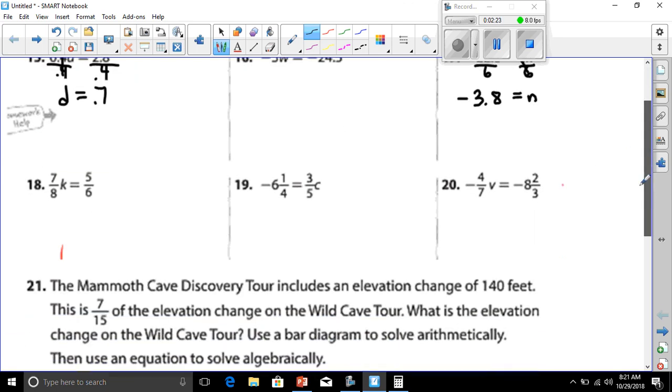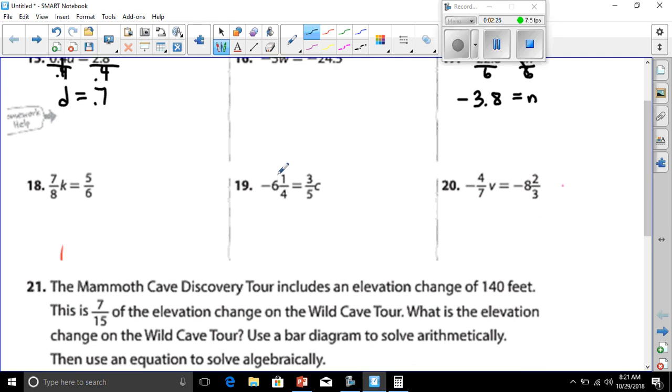All right, let's go to number 19. Number 19 says negative 6 1/4 equals 3/5 C. Well, once again, I have the number next to the variable, and I have to go ahead and get rid of it, right? So I'm going to divide by 3/5, excuse me. And that will give me a fraction divided by a fraction. We have to use that old method, KFC, or for some of you, KCF, when we go ahead and solve this on the other side.